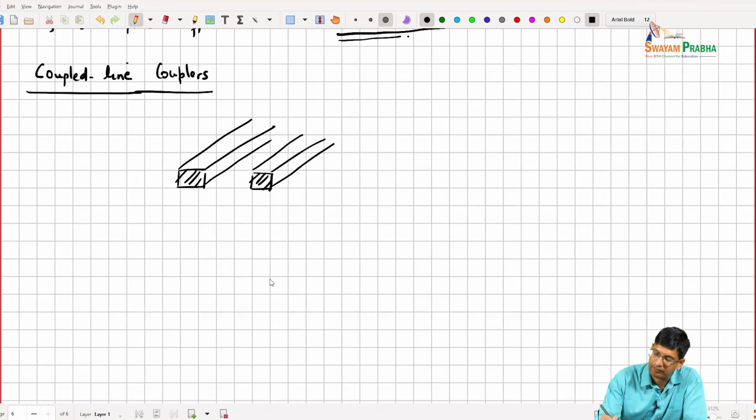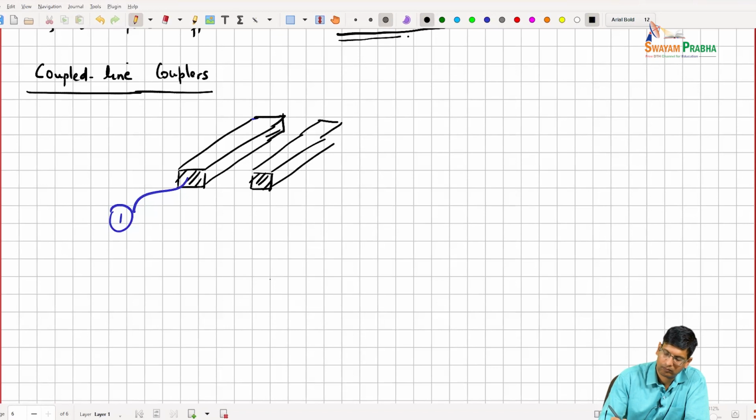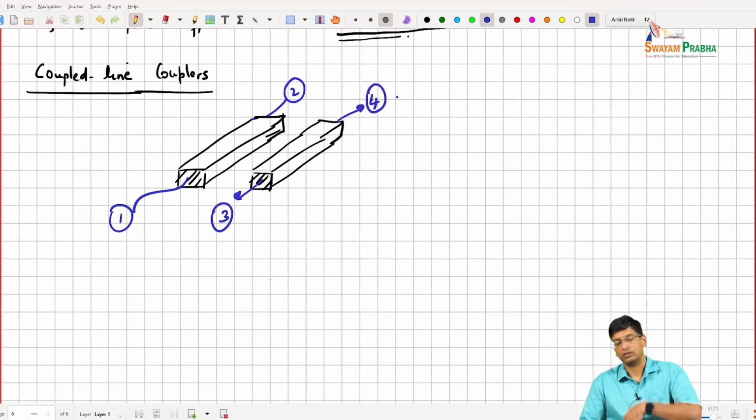And so I have a port 1, right? And a port 2, right? Let's call this port 3 and port 4, right? So I effectively have a 4-port structure, right? These two lines are running close together, and there's clearly going to be some coupling between these two transmission lines.